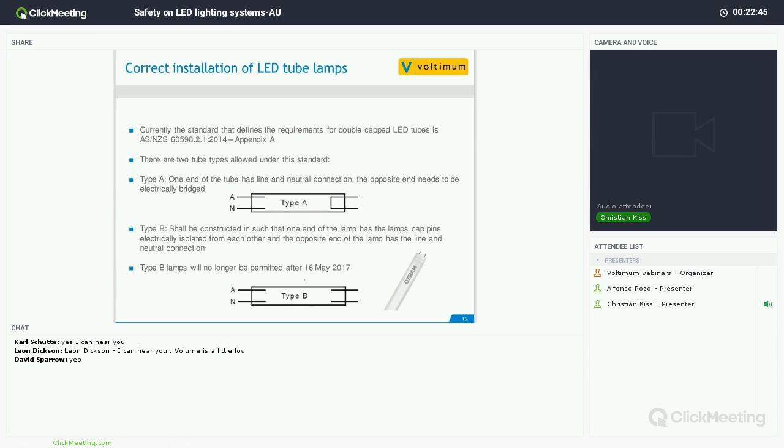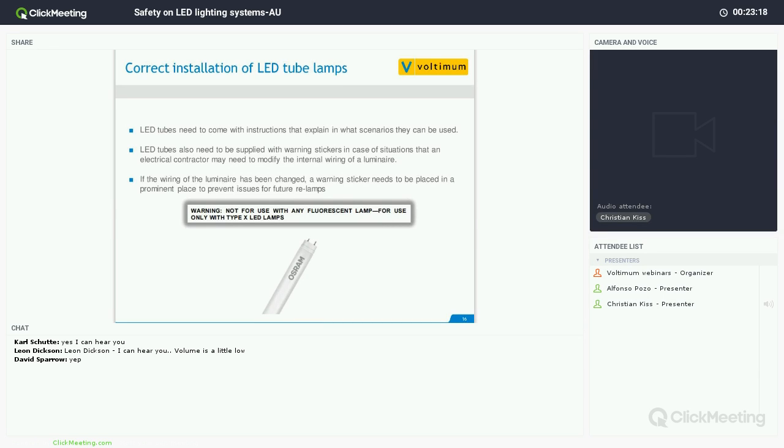So that's fast approaching. From my experience, I think most products tend to be type A. Tubes need to be marked which type they are anyway if they're on the market. So if they're not marked, you probably shouldn't be using it. And then there's also a series of other requirements such as input voltage, wattage, ambient temperature range, and so on that need to be present either on the packaging or on the tube itself to be able to identify. But the type A, type B should be on the rating label of the product.